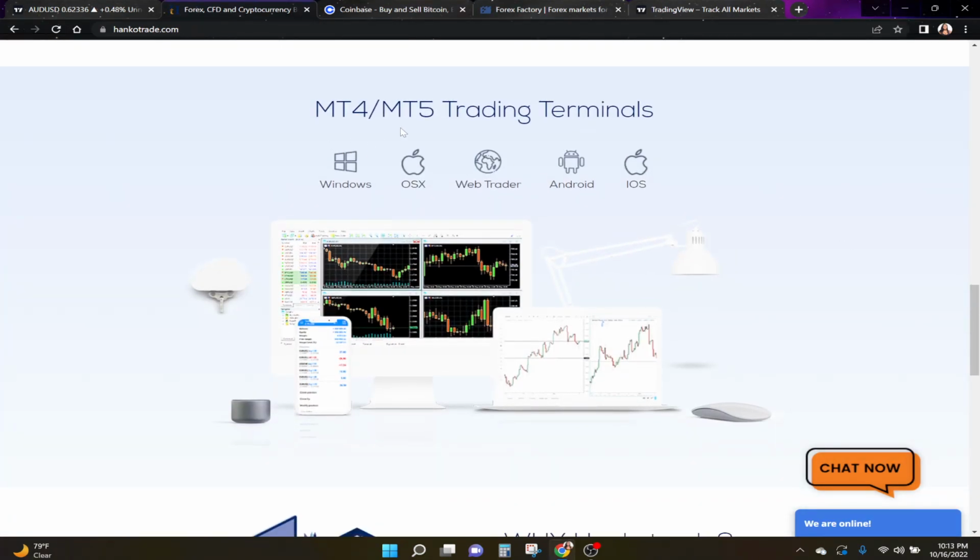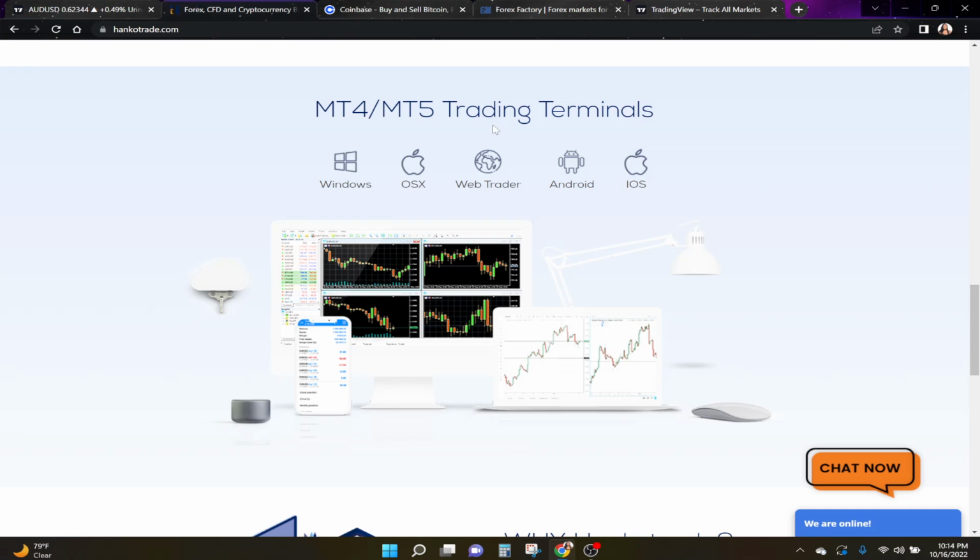They do offer MT4 and MT5 trading terminals. So for those of you that were concerned about Apple removing MetaTrader from the Apple store, you can download it on your computer, guys. It's not the end of the world. You don't have to freak out.